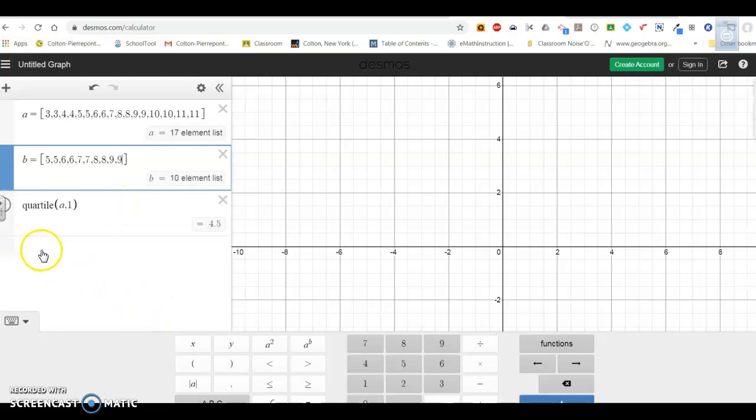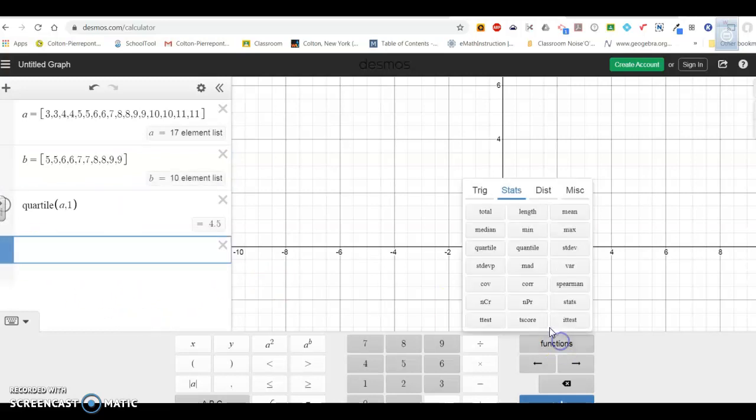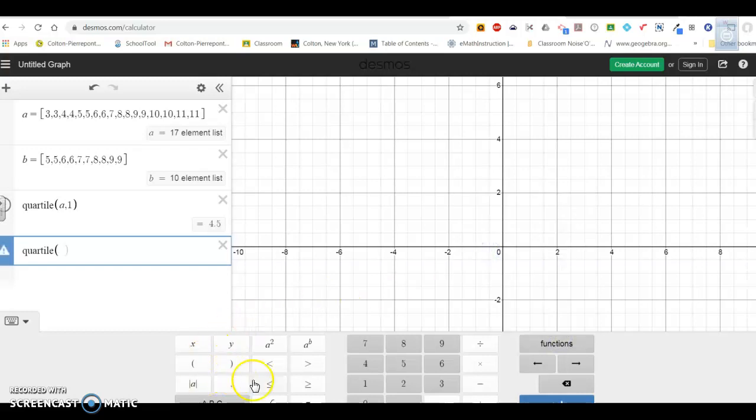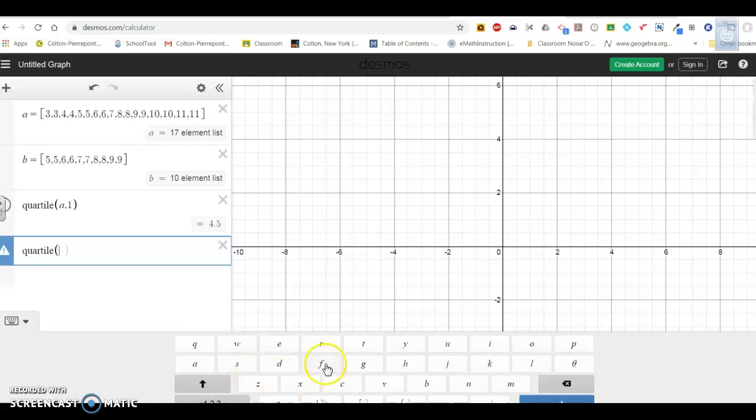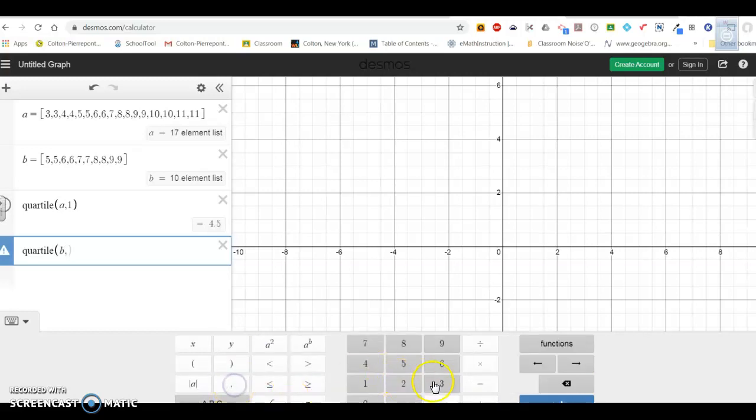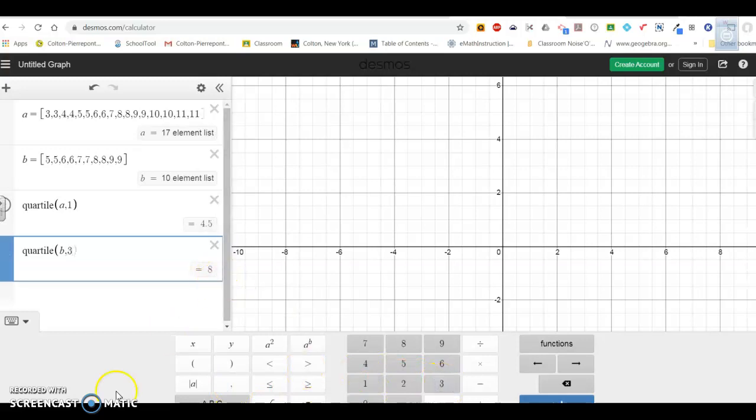All right, and if I wanted to do B, you go Functions, quartile. Say I wanted to do quartile 3 of B. So I would put B, comma, 3. So there's my 8 that I had.